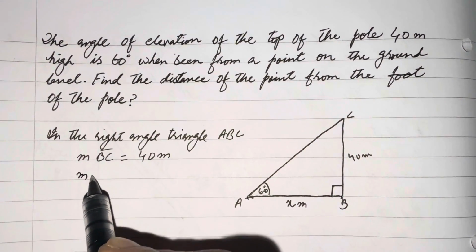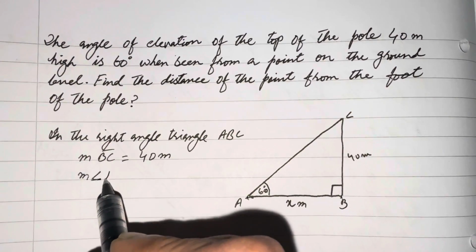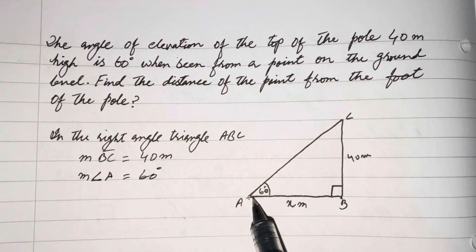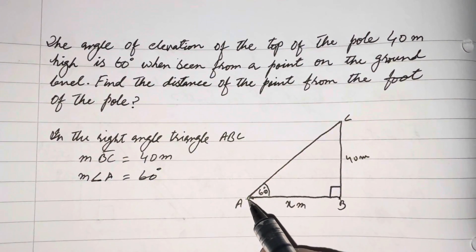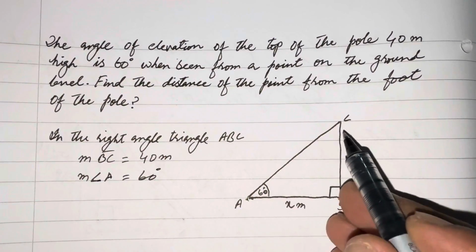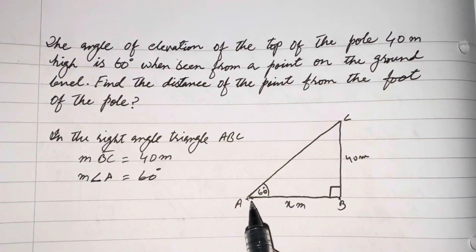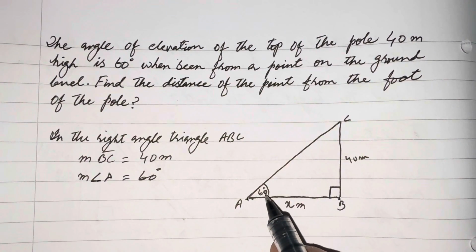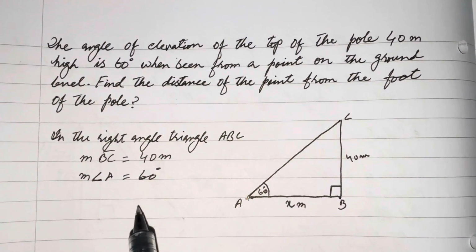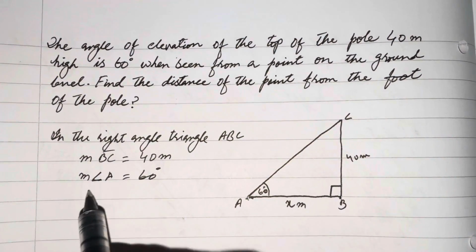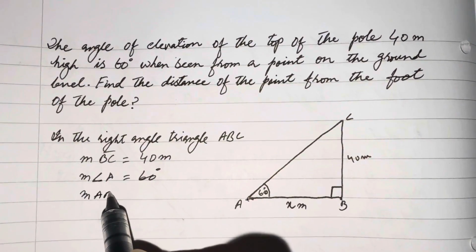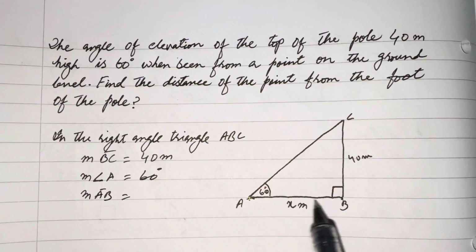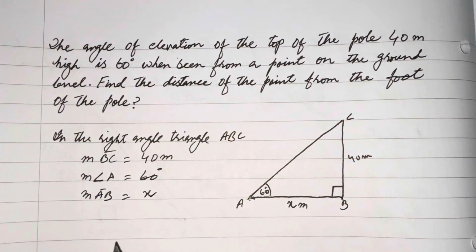So we can say that measure of angle A is equals to 60 degrees, which is also called the angle of elevation. The angle of elevation is making from point A to C with the horizontal line AB. So angle of elevation is 60 degrees. And we have to find the length of AB. So we can say that measure of AB we have to find. Let's suppose this is equals to x.